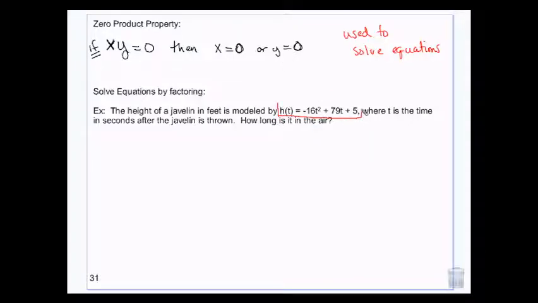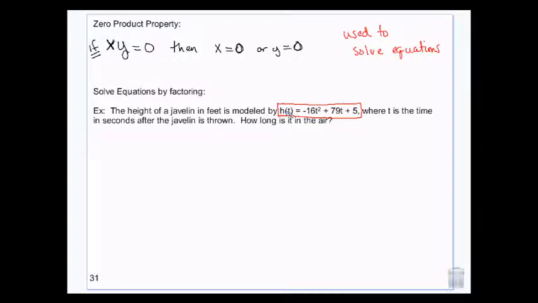Okay. We have this formula here that tells us the height of a javelin. You guys know what a javelin is? On the Olympics, it's like the big long stick that they throw, and then it flies through the air and then goes into the ground. So t is time in seconds after it's thrown, and we want to know how long is it in the air.